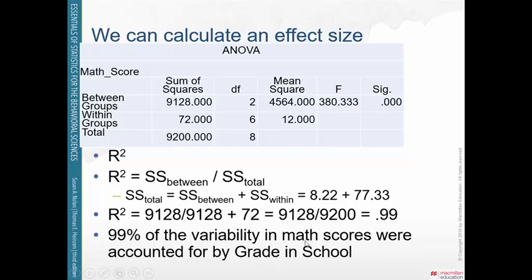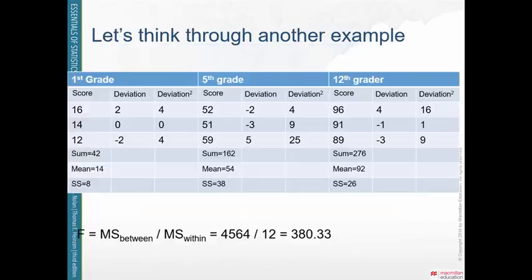99% of the variability in math test scores was accounted for by grade in school, which means we've accounted for almost anything, which makes sense. If I told you that somebody got a 53 on the math test, what grade would you predict they'd be in? You'd predict they'd be in 5th grade, and you'd be almost right 100% of the time.